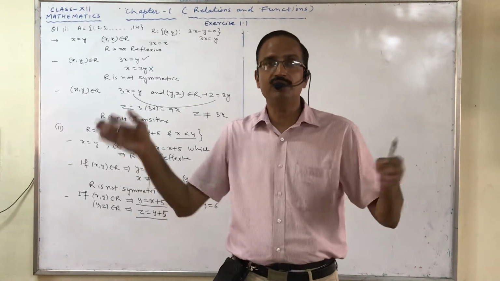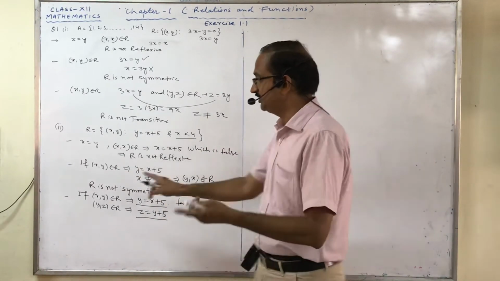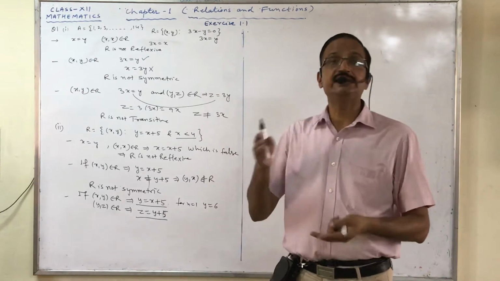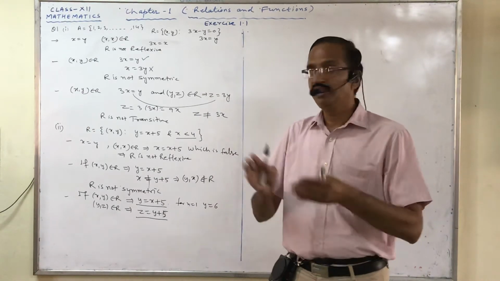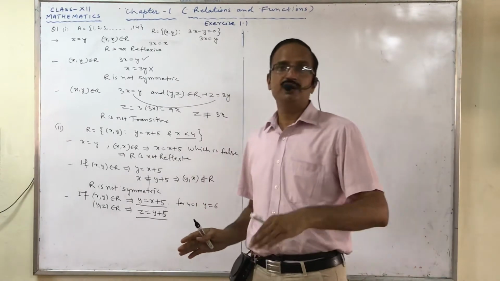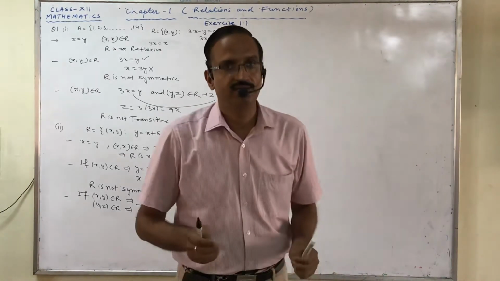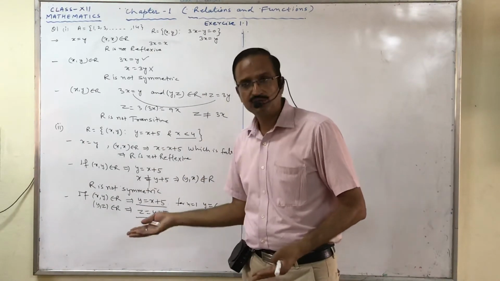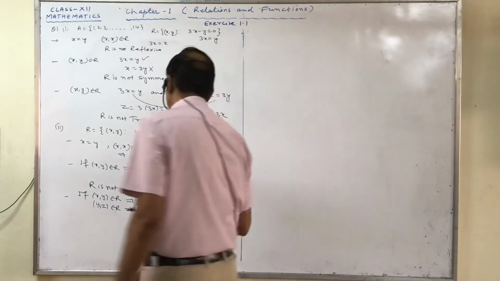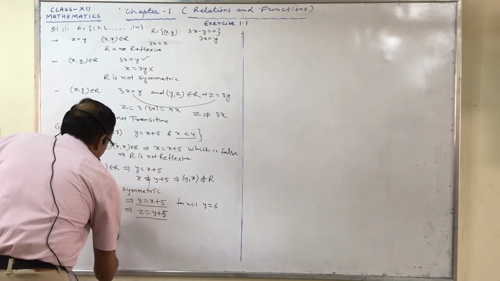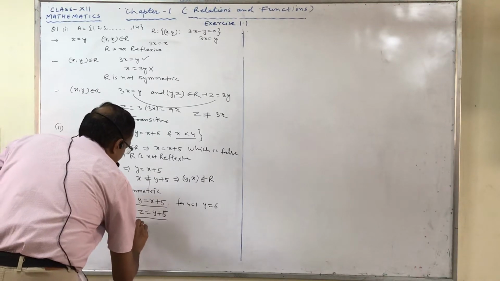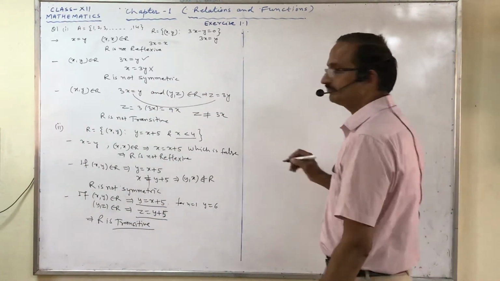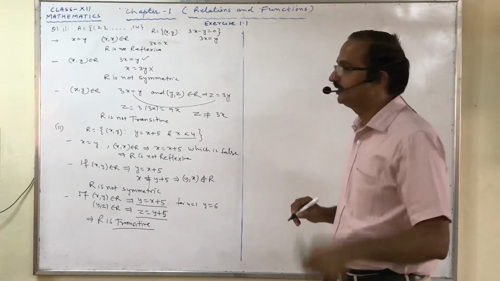We don't think about the relation between A and C. Since A is related to B, x is related to y, but y is not related to z. So by default we can say that it is transitive. Second is not possible. If both the relations are possible, then only we will think about the third relation, that is A and C. But since only A is related to B, B is not related to C, so by default we can say that it is transitive. So this implies that R is transitive. This is a very important thing.